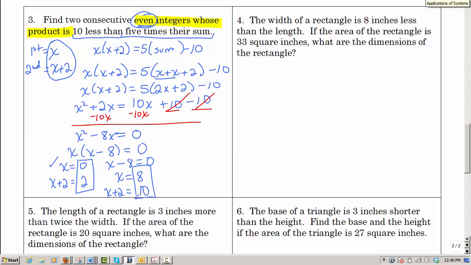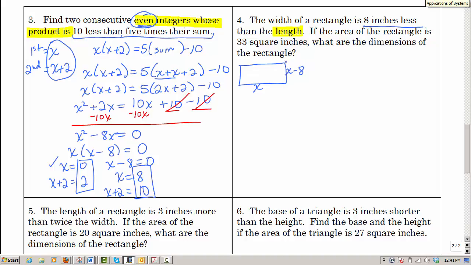The next few deal with area. Looking at number 4, the width of a rectangle is 8 inches less than the length. If you recall from a previous lesson, whatever's mentioned last, I'm going to let that be x. And I'm going to define my variables by drawing a picture. So the width of a rectangle is 8 inches less than the length, so I'm going to let that be x. Then the width is 8 inches less.